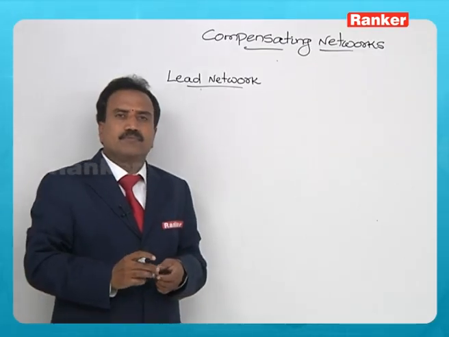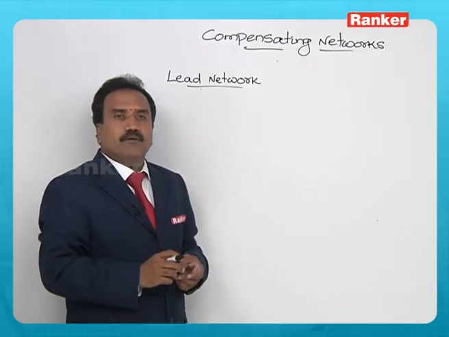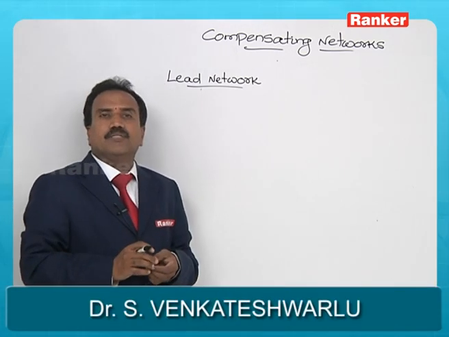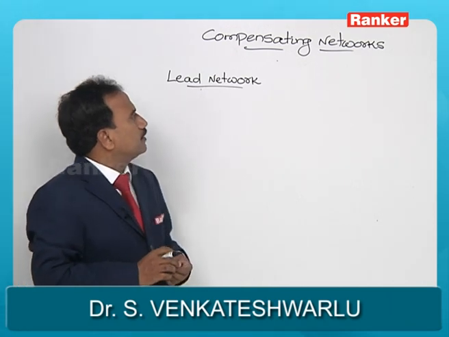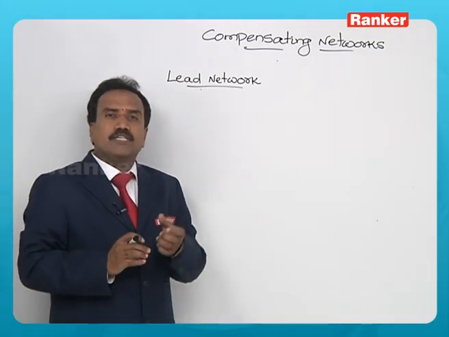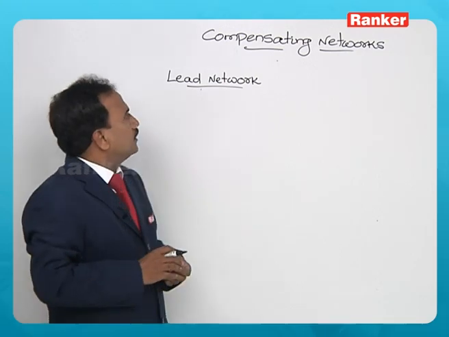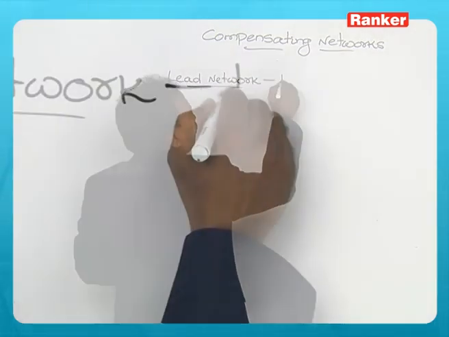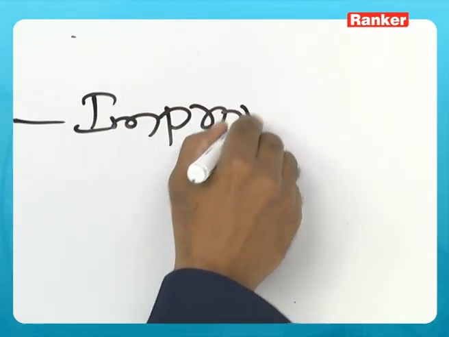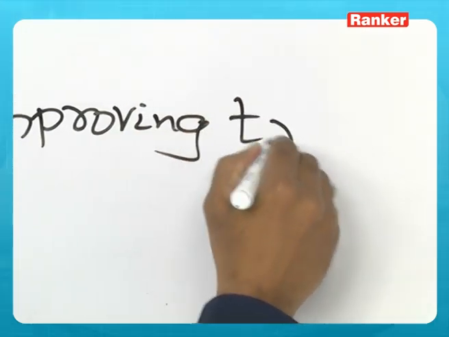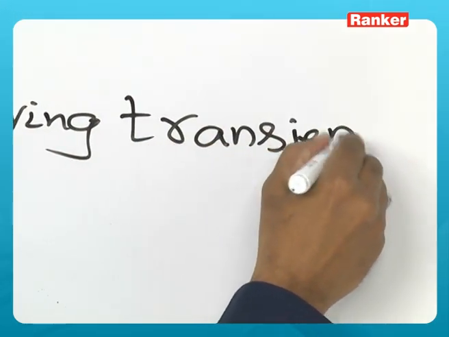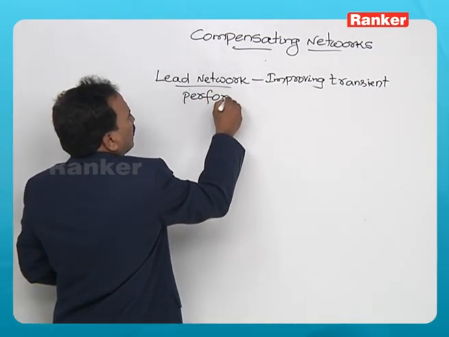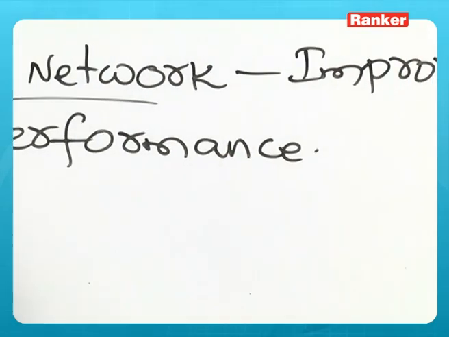Lead network. A lead network is a compensator, and when that network is excited by a sinusoidal input, the phase angle of the output will lead the phase of the input voltage. This lead network is basically for improving transient performance. It improves the transient performance of the system.